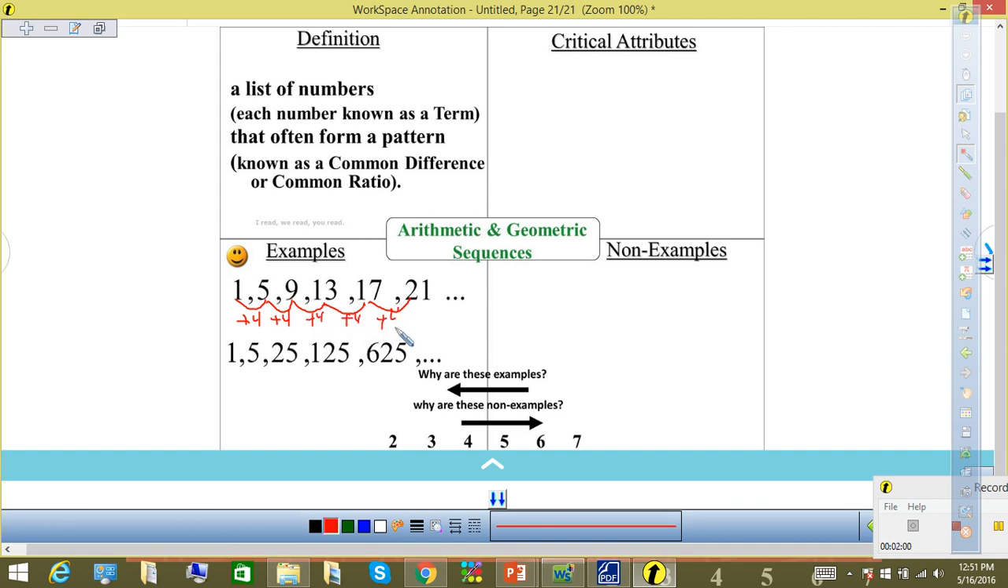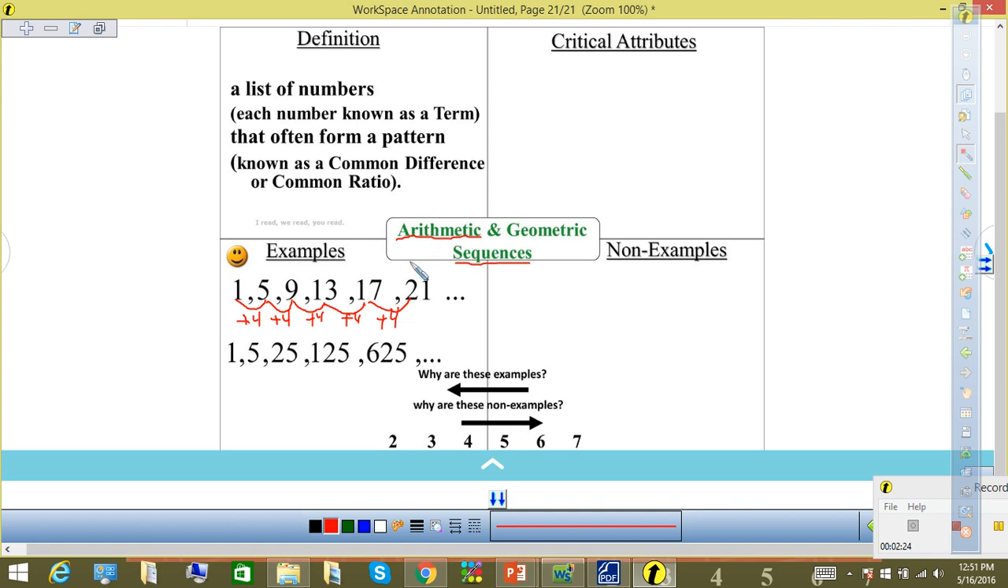Okay? Whenever you have a list of numbers, and there's a number being added or subtracted, listen to what I'm saying. Whenever you have a list of numbers and whenever there's a number being added or subtracted, that list is known as an arithmetic sequence. Arithmetic sequence.